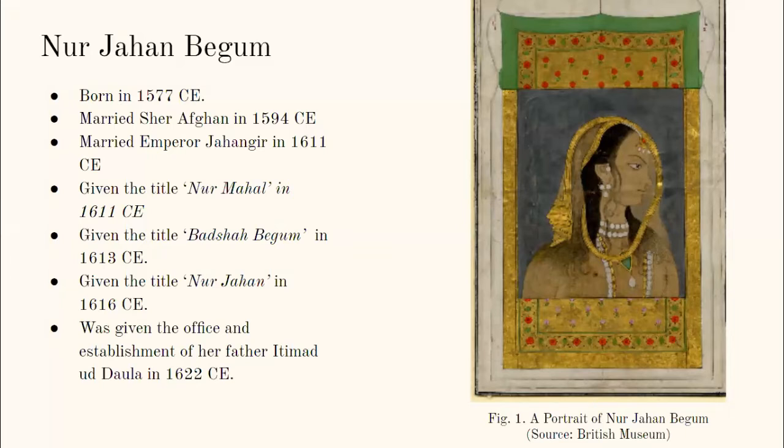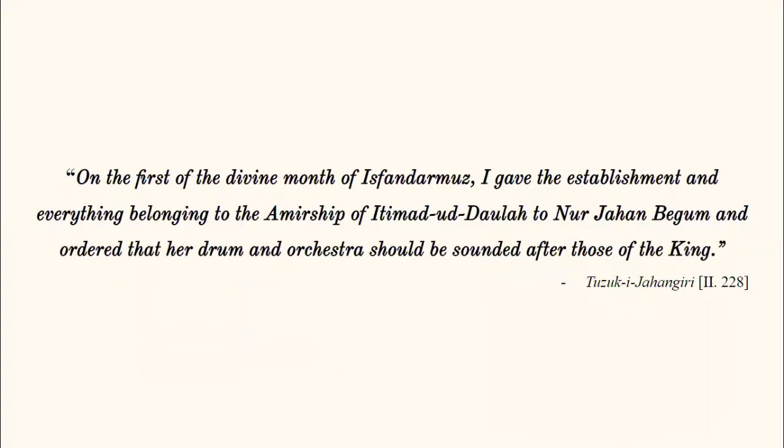So a number of primary texts, and Jahangir's memoirs, that is Tuzuk-e Jahangiri, talk about Nur Jahan, and Jahangir speaks very fondly of her. In his 13th year, that is in 1622 CE, Jahangir mentions that on the first of the divine month of Isfandar, I gave the establishment and everything belonging to the Amirship of Itimad-ud-Daula to Nur Jahan Begum, and that the drum and orchestra should be sounded after those of the king. So when Nur Jahan's father, Itimad-ud-Daula, passed away, Jahangir gave the office of Itimad-ud-Daula to Nur Jahan.